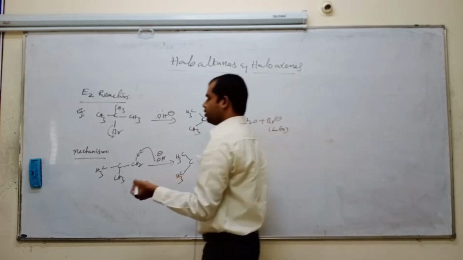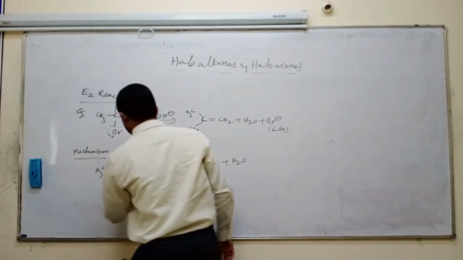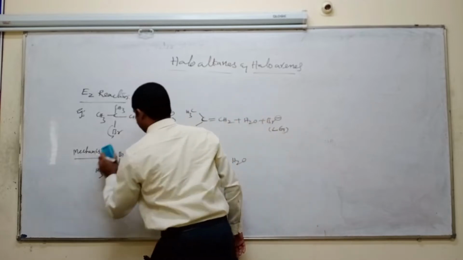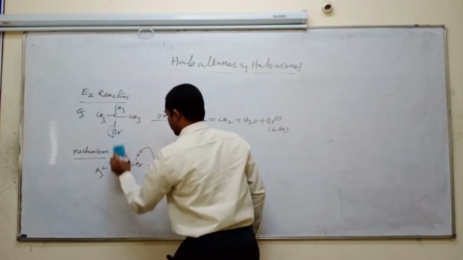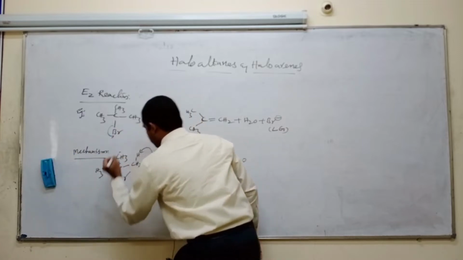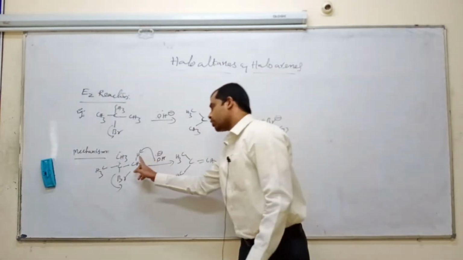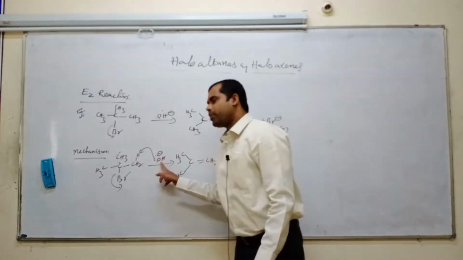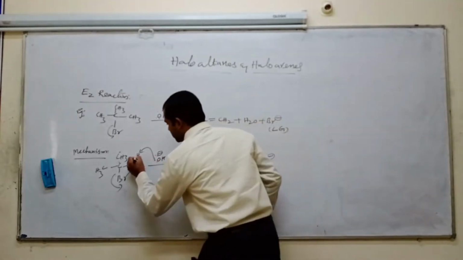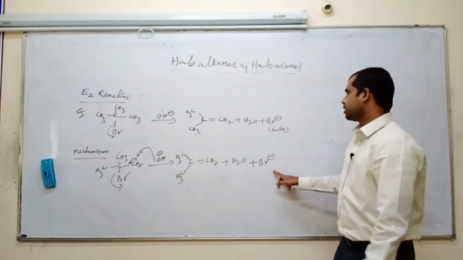Then the halogen also will come outside as halide ion. This is the mechanism. Here one proton is there, and the base combines with it to form a water molecule. Once the proton comes outside, the single bond is shifted in this direction, so the single bond becomes a double bond. The water molecule goes outside and bromide leaves as the leaving group.